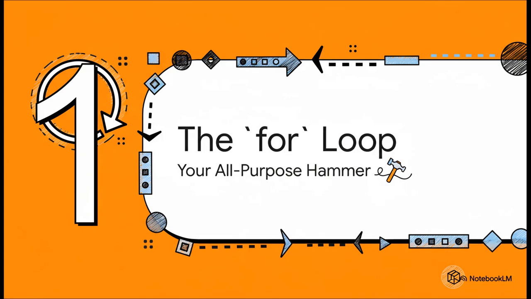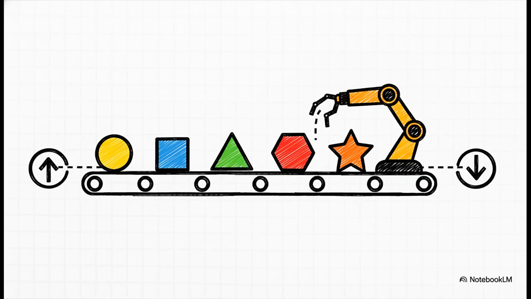First up, we've got the classic for loop. If you think about your programming knowledge as a toolbox, the for loop is your all-purpose hammer. It's dependable, it's powerful, and trust me, you're going to be reaching for it a lot. The for loop is your go-to when you know exactly how many times you need to do something. Just look at the code here. It's designed to run that console.log a very specific number of times.